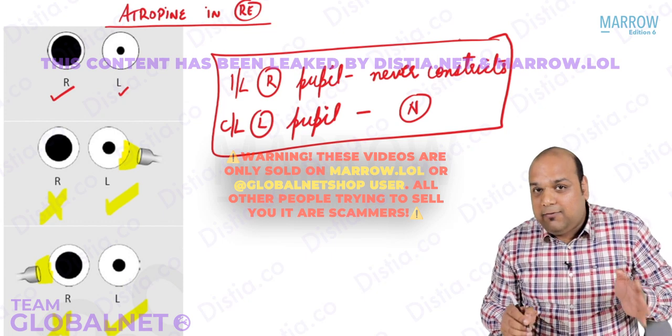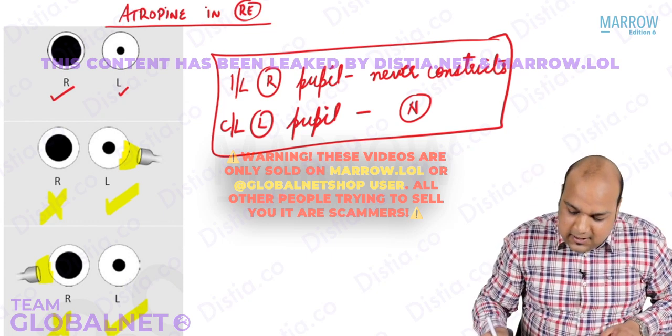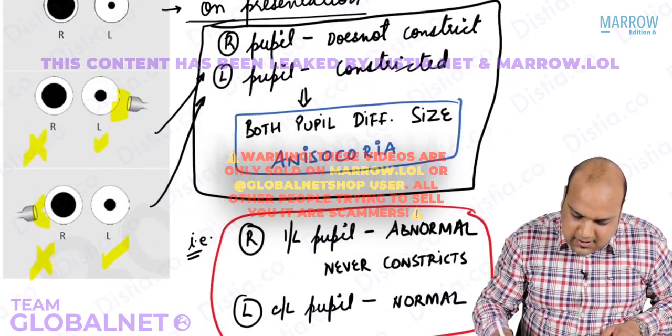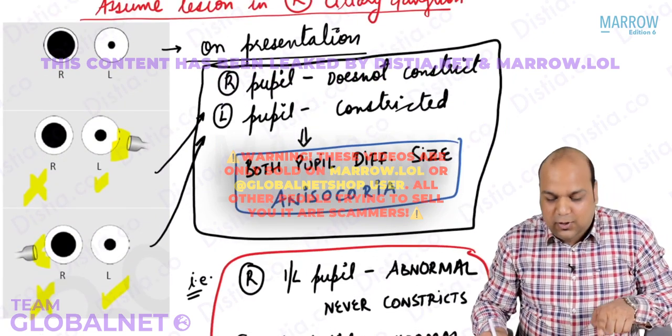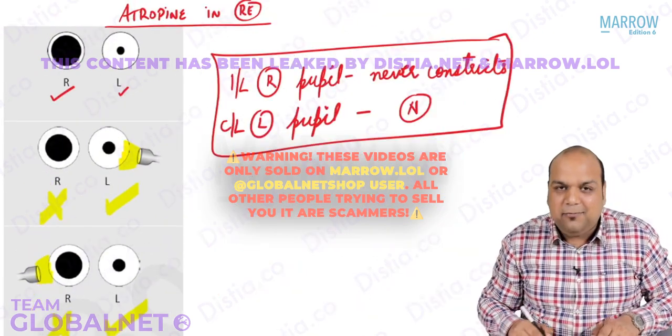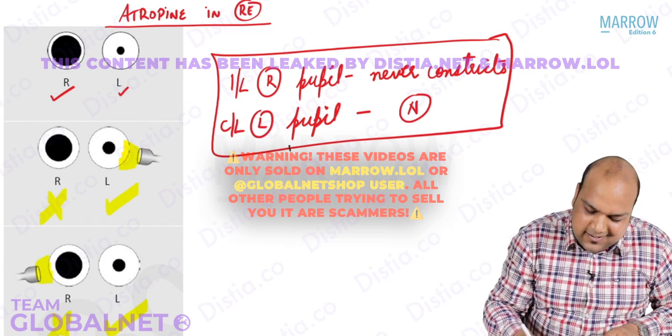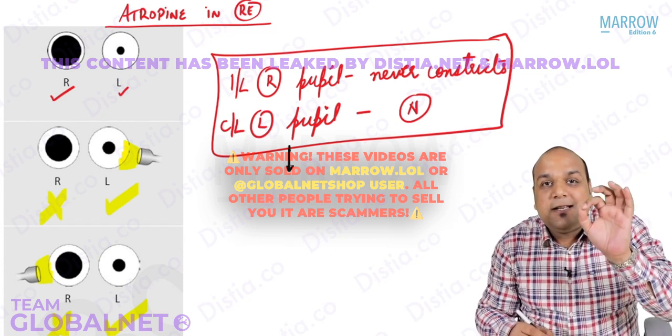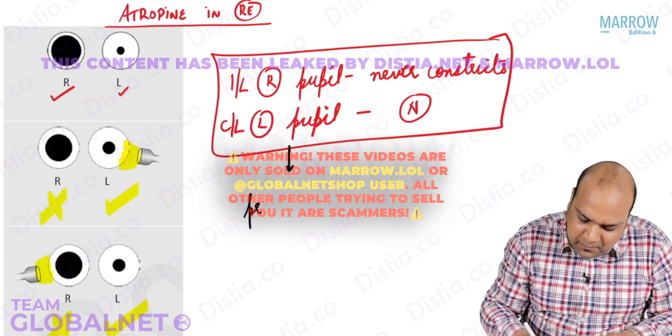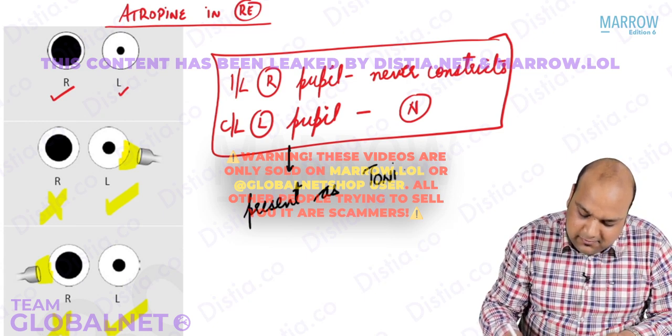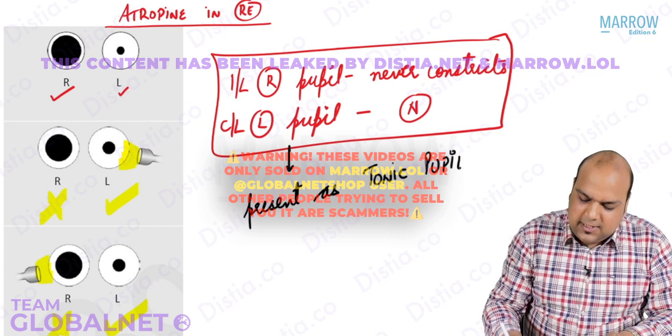What does it look like, everybody? If you see this photograph or this photograph, what do they look like? Tonic pupil and pharmacological mydriasis look absolutely the same. So I will say it presents as tonic pupil. That is where our challenge lies.